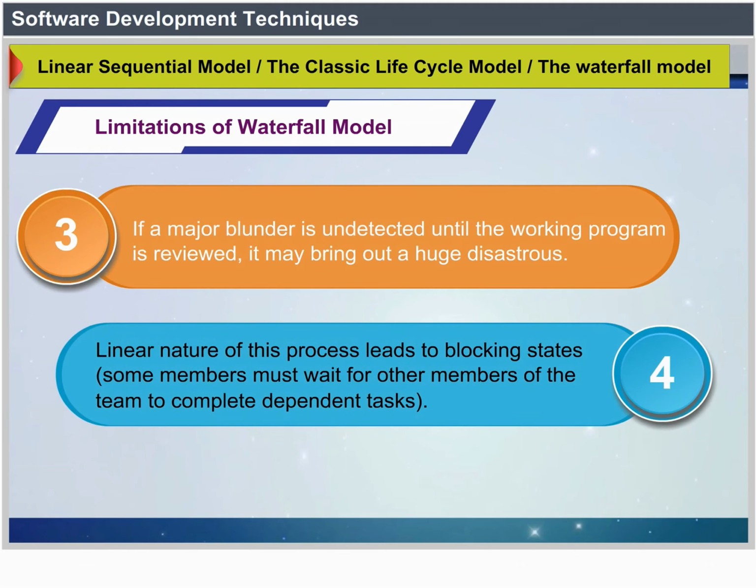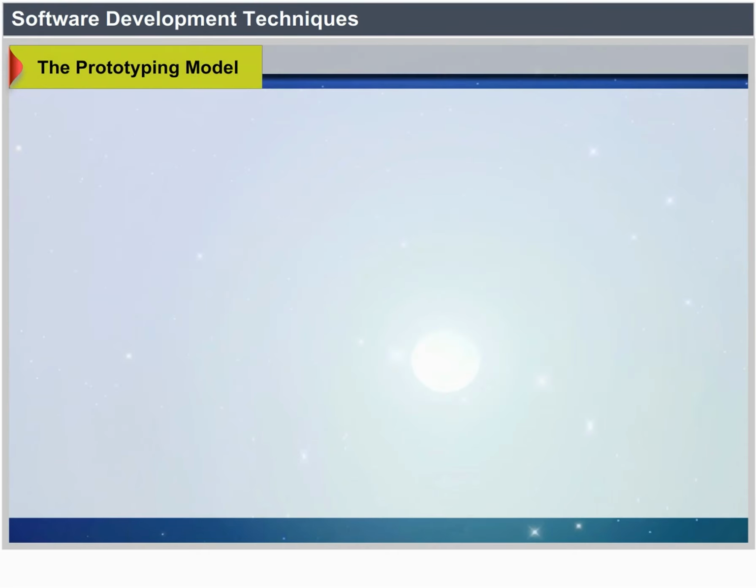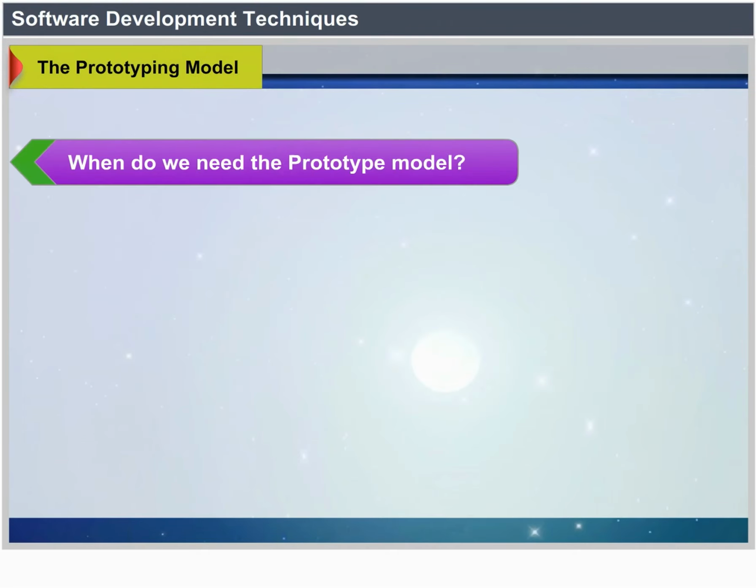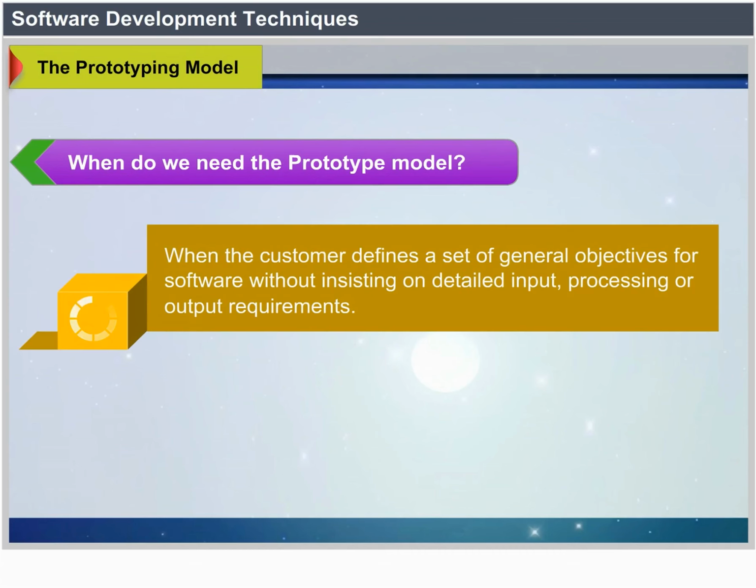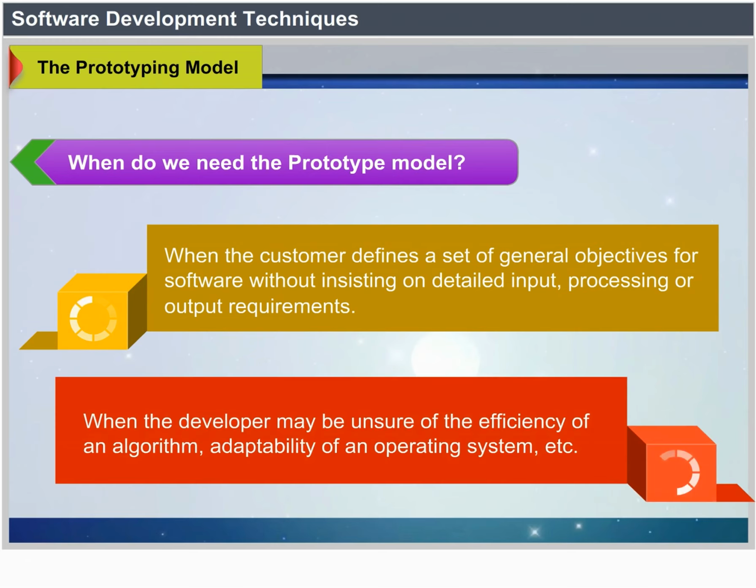The linear nature of this process leads to blocking states. Some members must wait for other members of the team to complete dependent tasks. The prototyping model. When do we need the prototype model? When the customer defines a set of general objectives for software but does not identify detailed input, processing, or output requirements. When the developer may be unsure of the efficiency of an algorithm, adaptability of an operating system, etc.